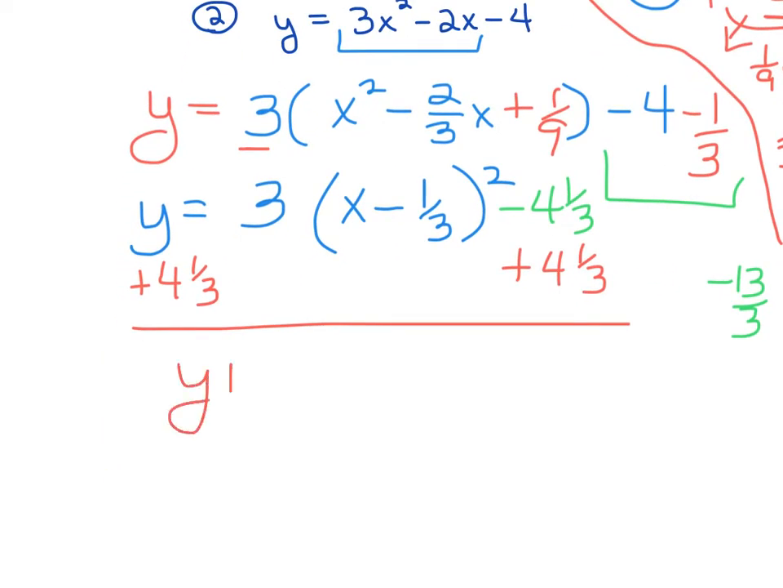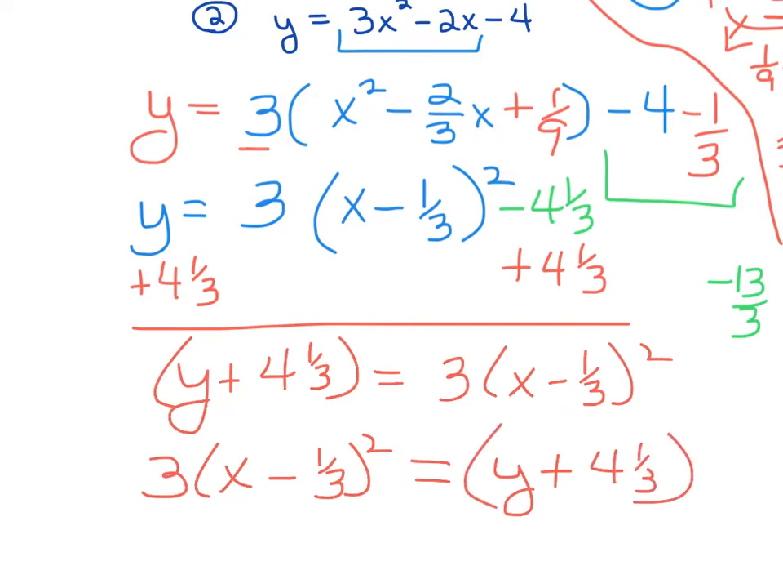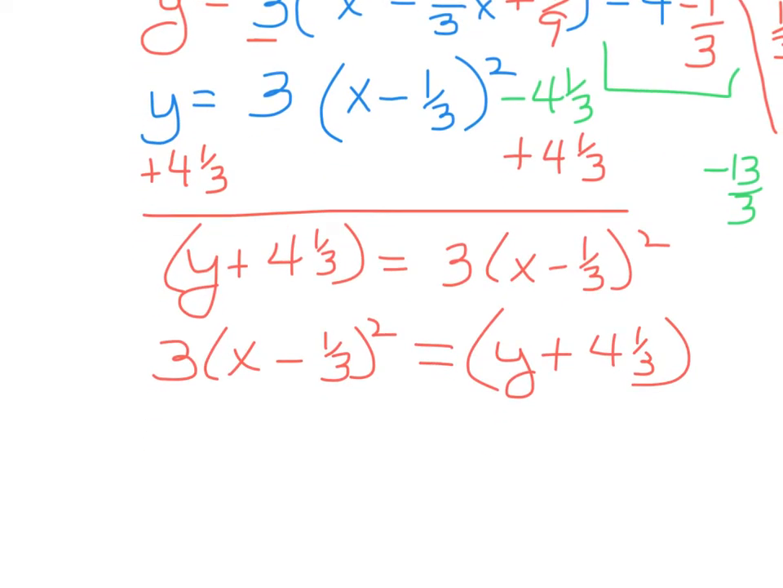And I get y plus 4 1/3, or 13/3, equals 3 times (x minus 1/3) squared. Again, I want the squared term on the left, so I'm just going to flip-flop these and write 3(x minus 1/3) squared equals y plus 4 1/3. I now need to only have the x squared term over there, so I need to divide both sides by 3.